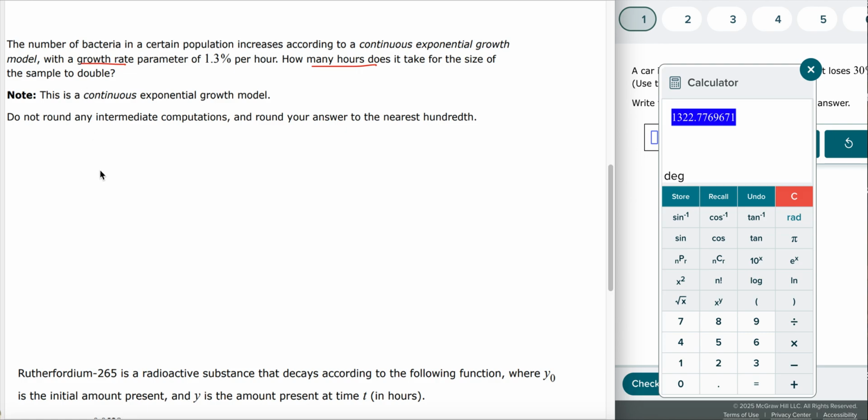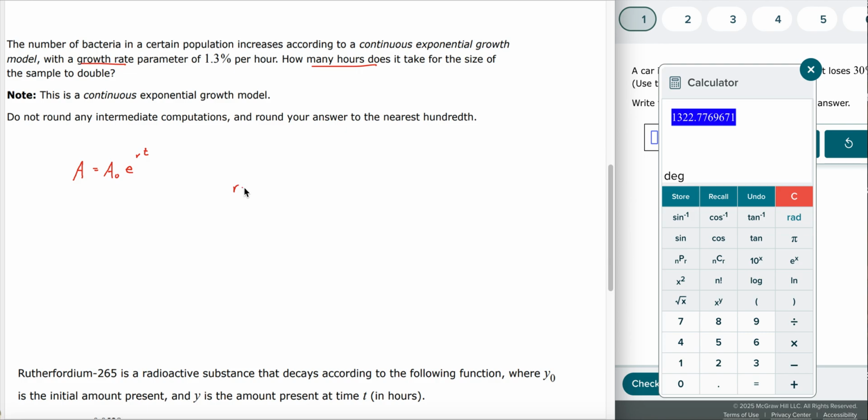Okay, so you'll see this a lot where we're talking about something doubling, or the example that we're going to look at next is half-life. So let's talk about how to think about this. So I'm going to jot down my exponential growth model. Okay, so I've already identified a couple of things, right?